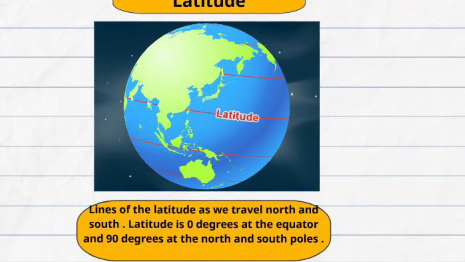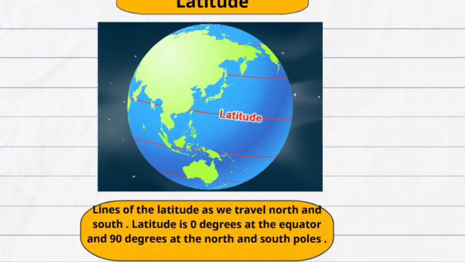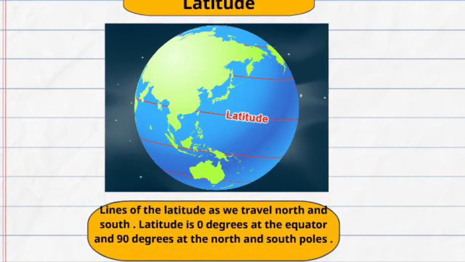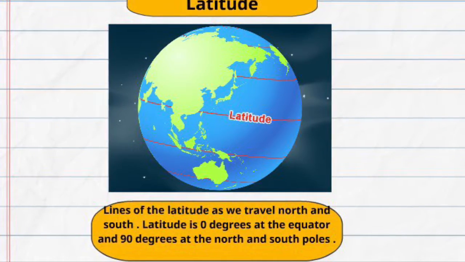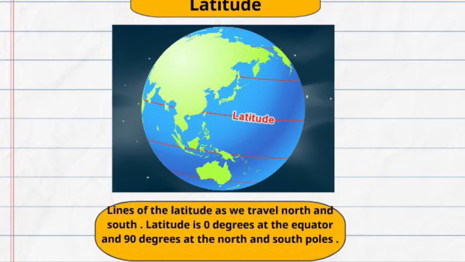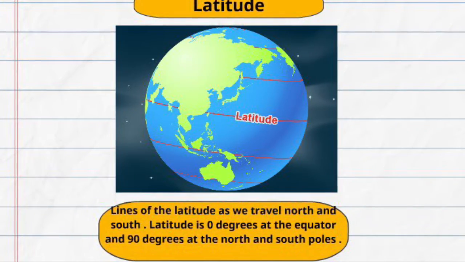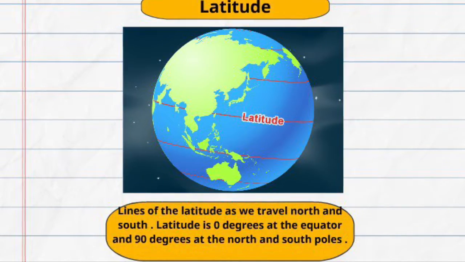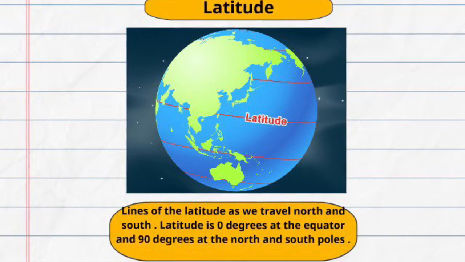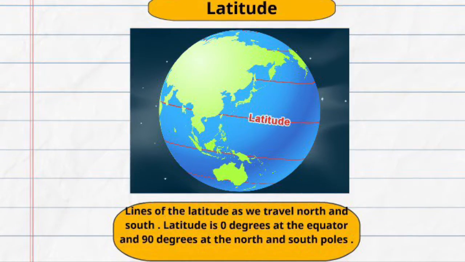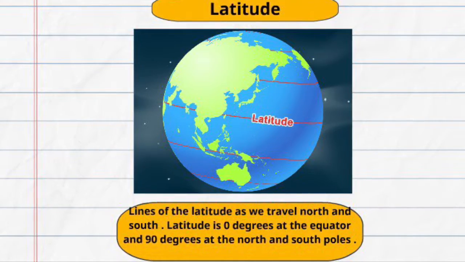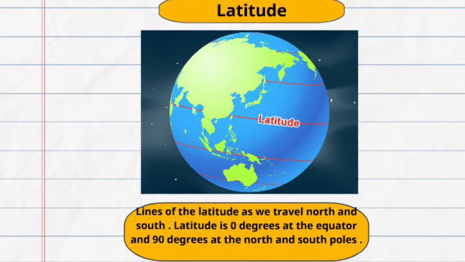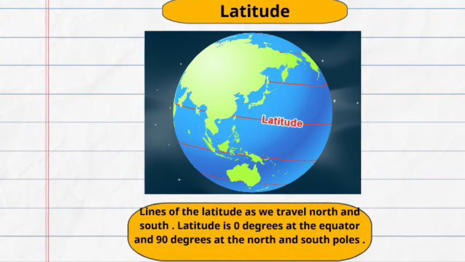Latitude. Latitude is a geographic coordinate that specifies the north-south position of a point on the Earth's surface. Lines of latitude measure the north-south position between the poles. The equator is defined as 0 degrees. The North Pole is 90 degrees north, and the South Pole is 90 degrees south. In simpler terms, latitude is an angle which ranges from 0 degrees at the equator to 90 degrees at the poles. Lines of latitude are all parallel to each other, thus they are often referred to as parallels.